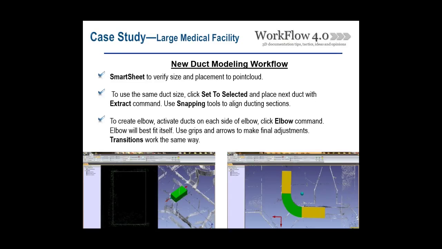So elbows were a real time consumer in every other program we used. This really helped. The transitions were the same way. There was no issue with the transitions. It can do some really strange size adjustments and turns, and as you'll see in the demo coming up, it went from one to the other perfectly. Next slide, please.